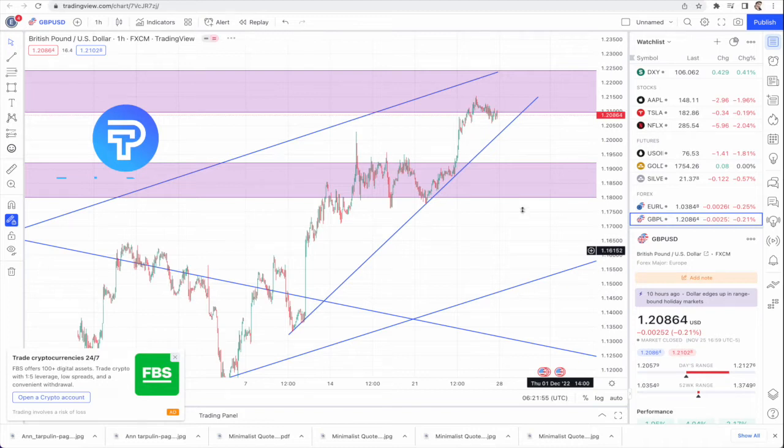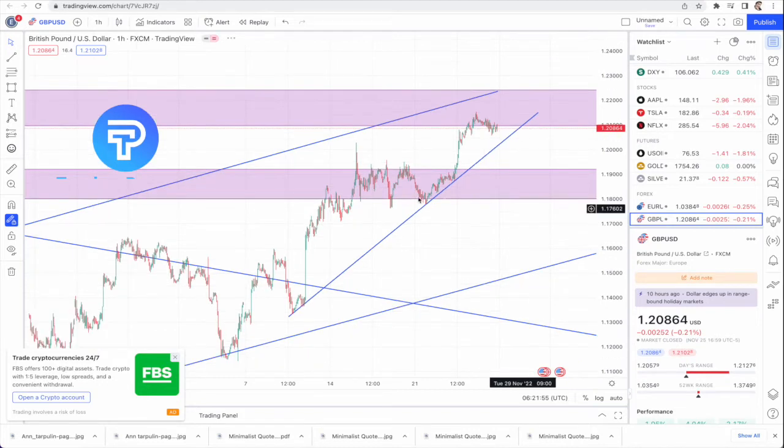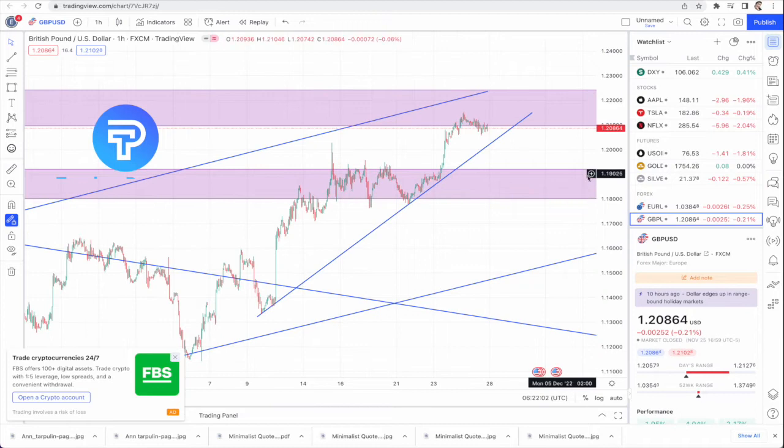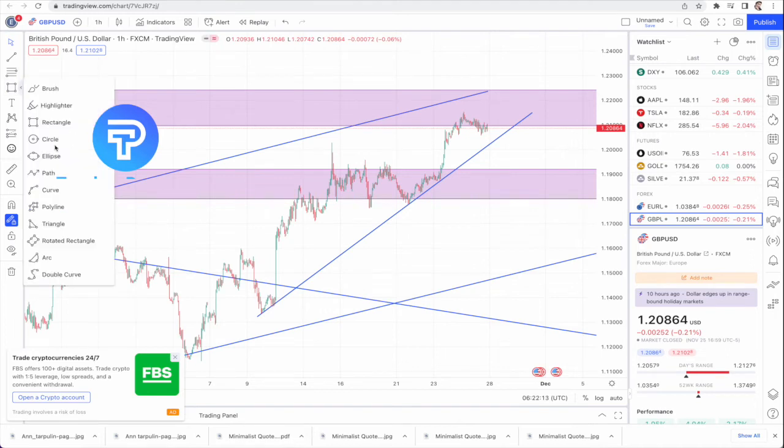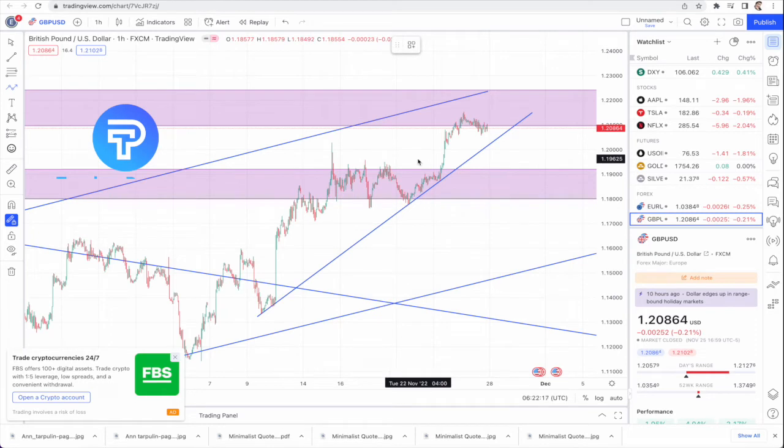But before that happens, it will first retest this area of 1.1900 up to 1.1800. So this is what will happen. Take note that this is only a forecast or prediction of the market, but this is not financial advice to everyone. This is just for educational purposes.